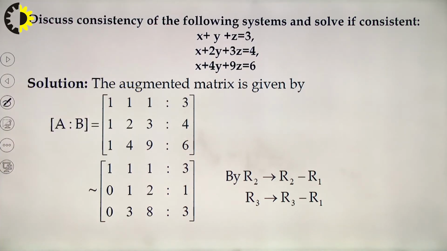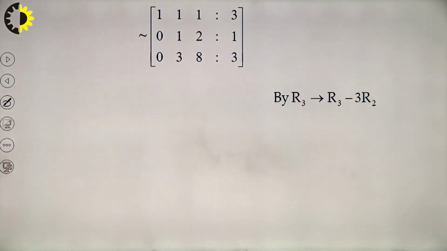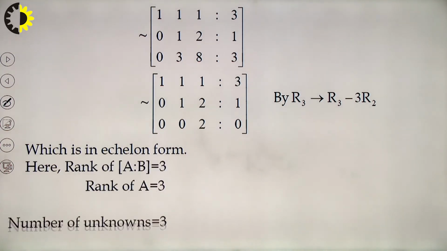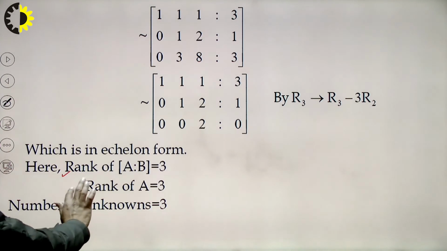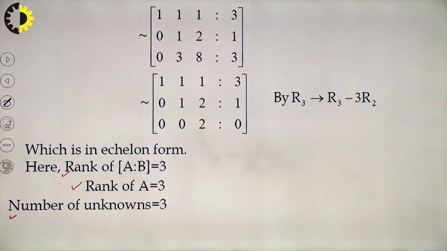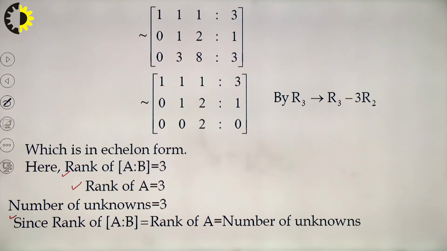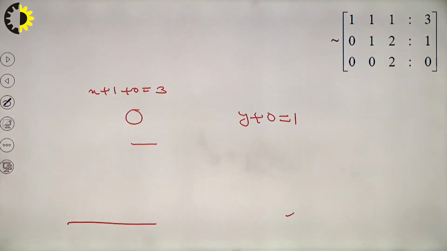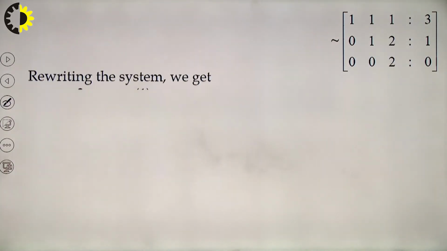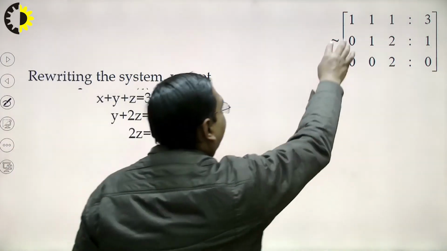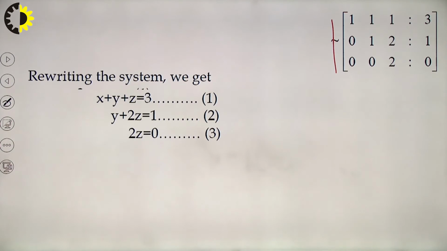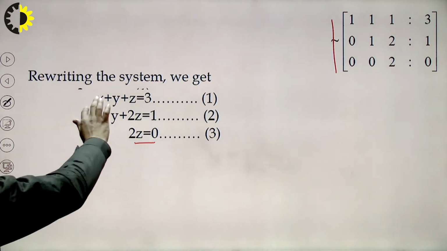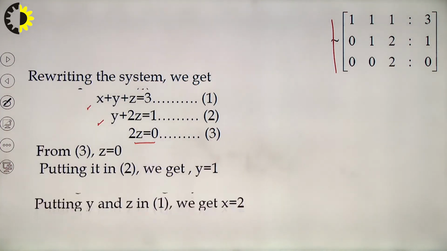Now, this matrix AB was transformed to echelon form using row transformations only. Then I calculated 3 quantities, and these were rank of AB, rank of A and number of unknowns. By the test discussed in previous slides, we have decided this system has unique solution, and then to obtain the solution, I have written the equations back from this row echelon form, and then from last equation I obtained z, from second last equation I obtained y, and from first equation I obtained x, and this was our solution.